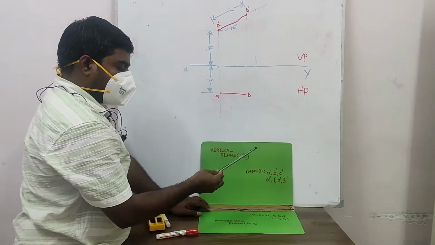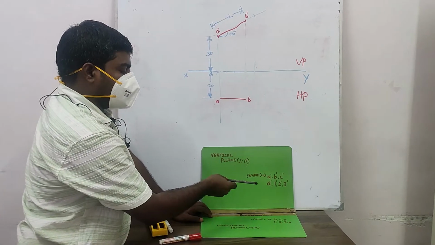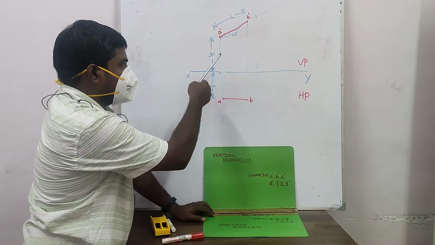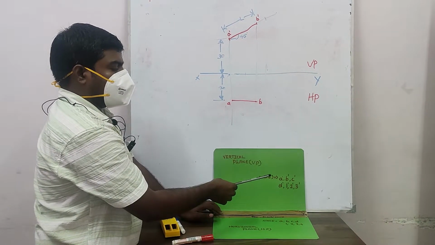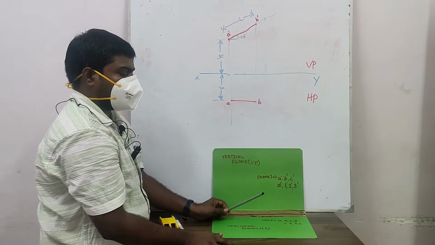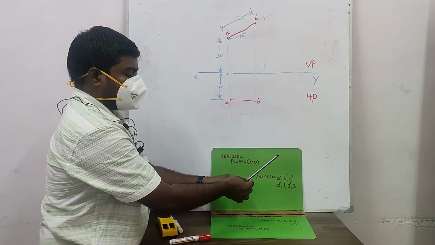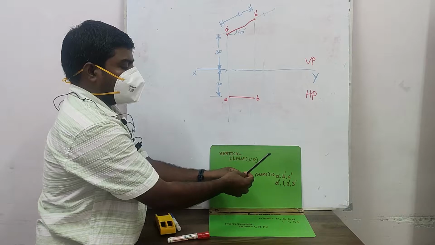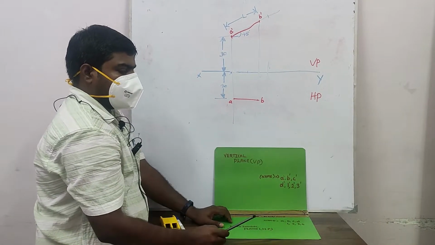If this line is inclined to one plane, it is very easy and we can solve it using this simple method. If it is inclined to both, it's very difficult. For that we have separate classes, we will see. That means the line is inclined 45 degrees to the horizontal plane and 60 degrees to the vertical plane, it will be like this. We have two problems on that and we will see them in the class.